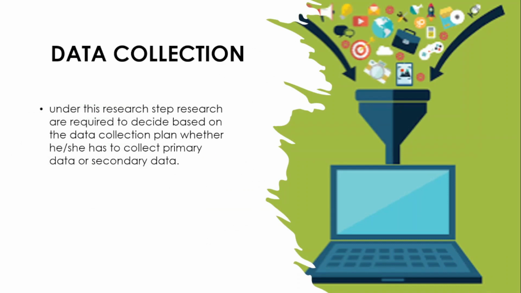Once you have decided your sample, the next step is data collection. Under this, the researcher is required to decide, based upon the sampling technique, whether the researcher is willing to have a survey. If survey, then the primary data will be collected from the respondents. Or if your study is based upon a cause and effect relationship, or you are dealing with certain data which is already collected by someone else.